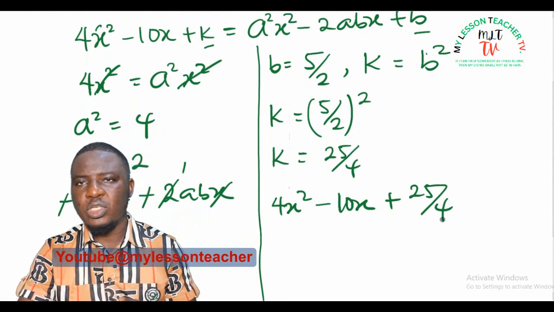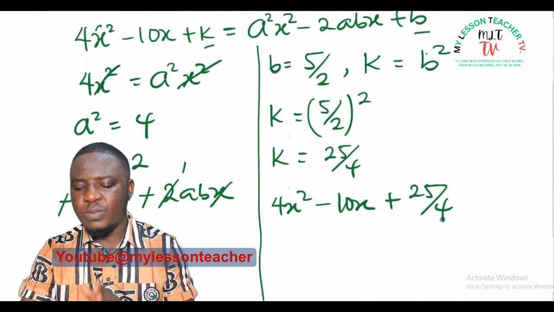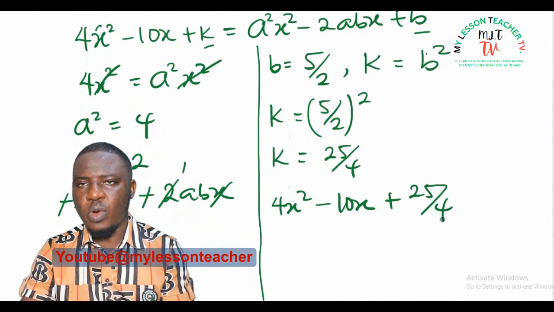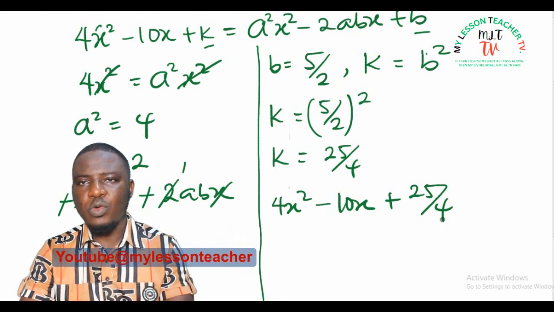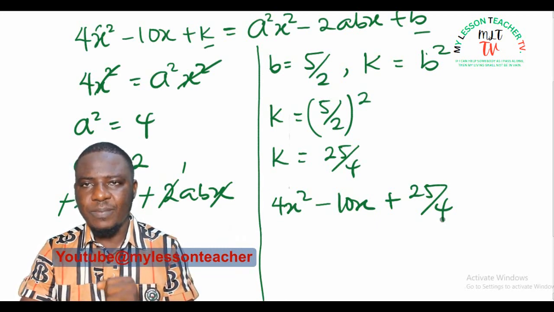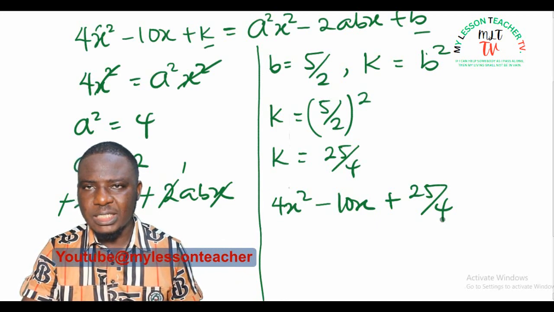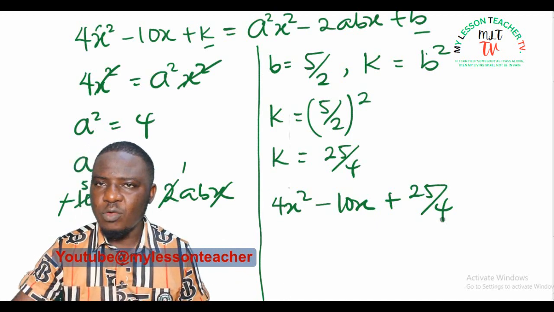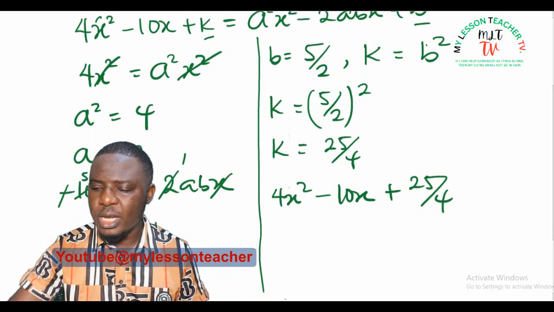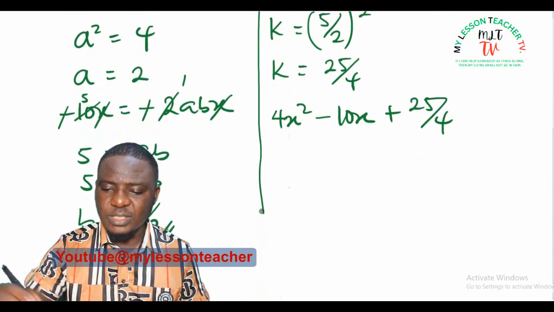And remember, the question says what must be added to 4x squared minus 10x to make it a perfect square. And thereafter, we should factorize it after making it a perfect square. And that's just what I have been doing in questions 1 to 20. I've looked for the constant term that makes it a perfect square. Now, what is left is for us to factorize it.